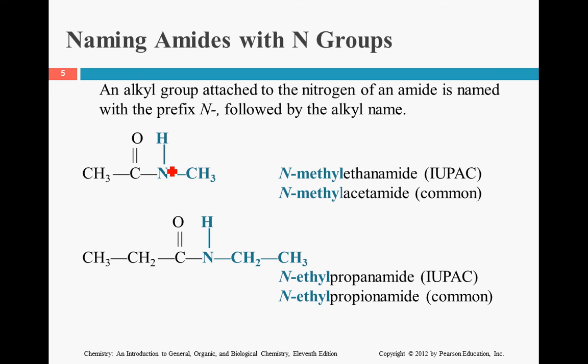If there's something bonded to the nitrogen, think of that as a substituent, just like we talked about with the amines, when it's on benzene, if it was attached to the nitrogen rather than the benzene ring, you put the N. Well, the N states that it was on the nitrogen. So N-methyl means that a methyl group is on the nitrogen. Ethane amide means that there's two carbons and it's an amide. Whereas in ethyl, propanamide.